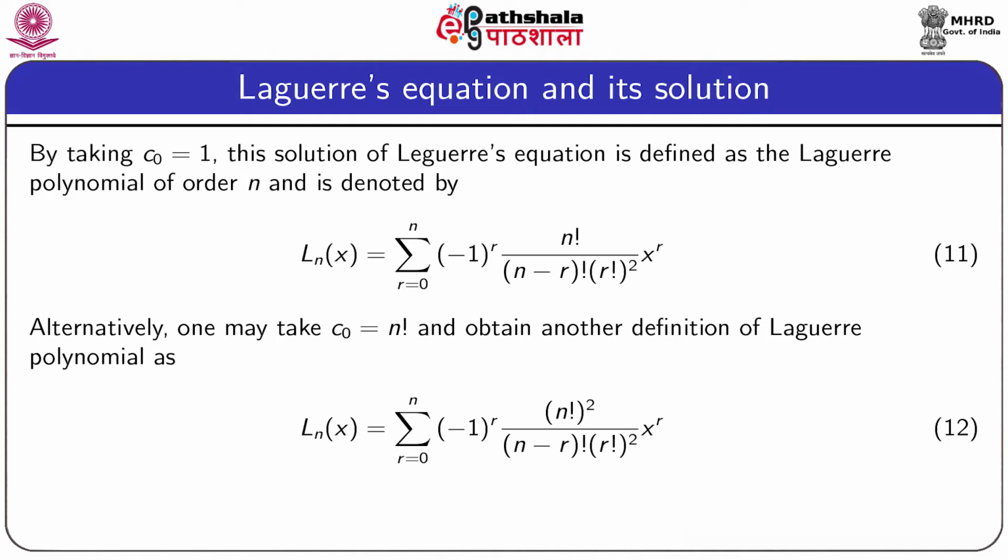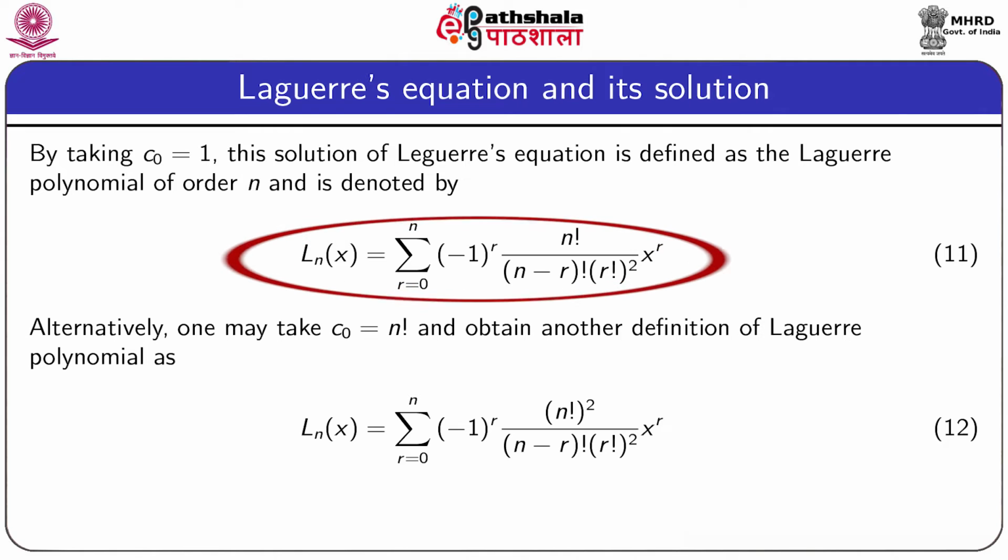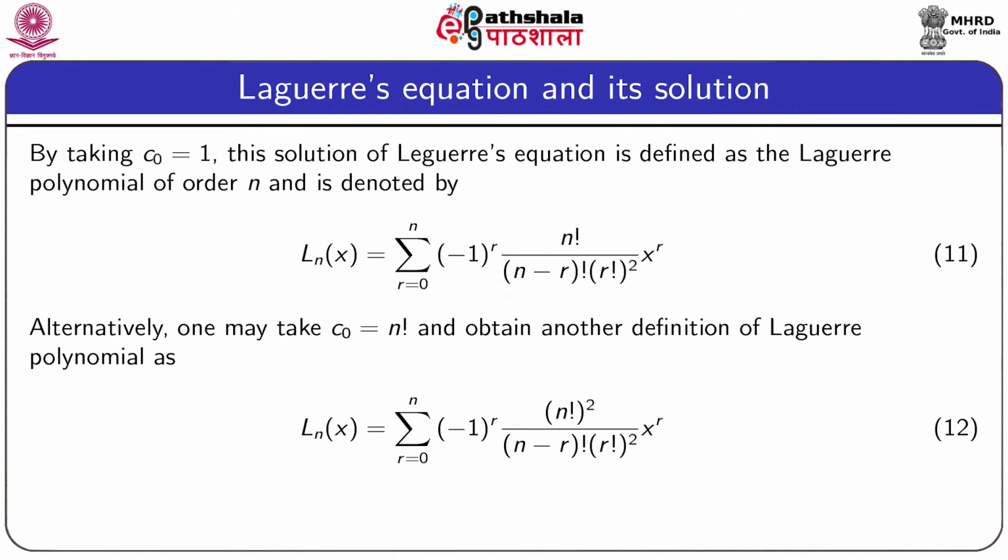Now, taking C0 equal to 1, the solution of the Laguerre's equation is defined as the Laguerre's polynomial of order n and is denoted by Ln(x), which is equal to summation r equal to 0 to n minus 1 whole to the power r n factorial divided by (n minus r) factorial square x to the power r.